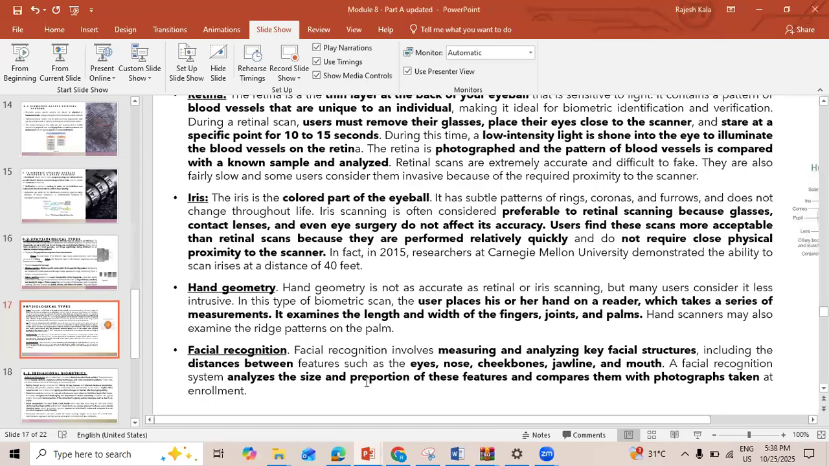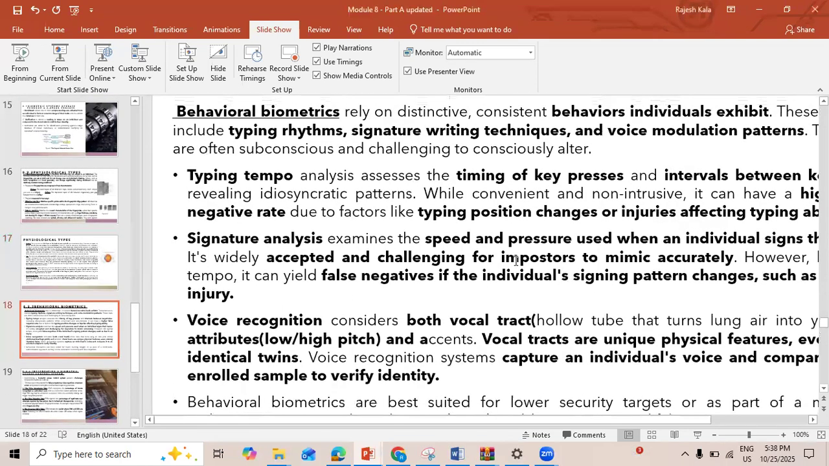These things will be stored, and the mouth also. They are stored as a photograph in the database. Whenever you scan next time, they will compare all these things. Then they will verify whether the user is the correct one or not. These are physiological or physical.